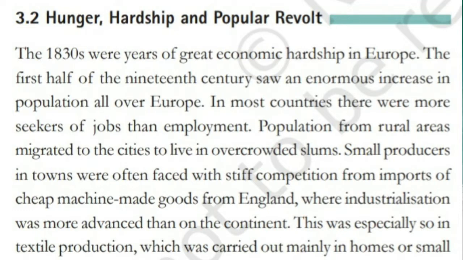People from rural areas migrated to the cities to live in overcrowded slums. In order to search for a job, where did they move? To the cities. And where did they live? In overcrowded slums. Overcrowded means people lived there in more numbers than the place can accommodate. Then what are slums? A slum is an overcrowded area in an urban place inhabited by very poor people with poor facilities. That is known as slums.